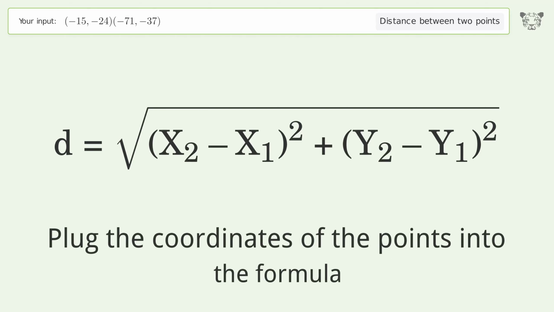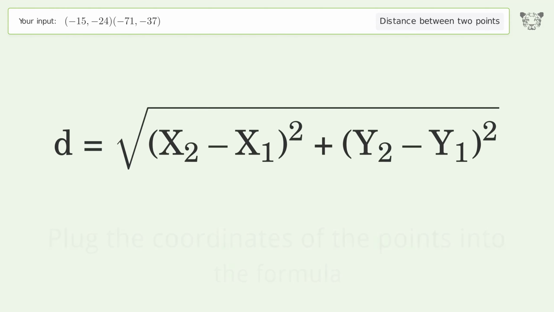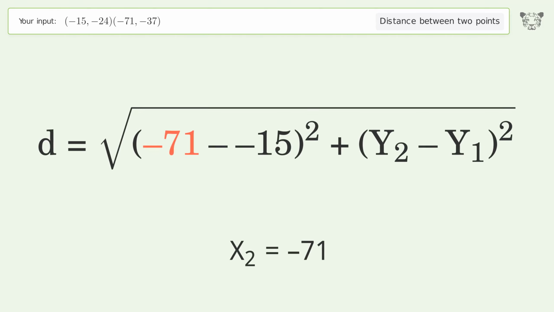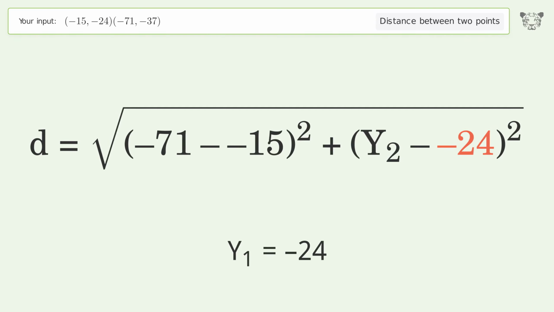Plug the coordinates of the points into the formula. x1 equals -15. x2 equals -71. y1 equals -24. y2 equals -37.